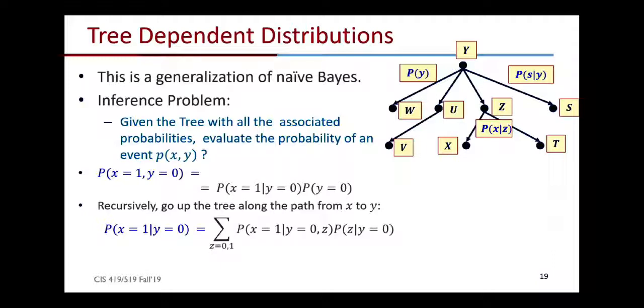So P of X given Y can be written as P of X given Y and Z times P of Z given Y. Of course, we know that X is 1, Y is 0, and I'm going to marginalize this over all the values of Z. Okay, so now let's see, what do we already know here? Let's first simplify. P of X given Y and Z, I can always write, given my independence assumption, as P of X given Z. So X is independent of Y given Z, and therefore, from this conditional probability distribution, I can drop the Y. So this is P of X given Z, and this is P of Z given Y.